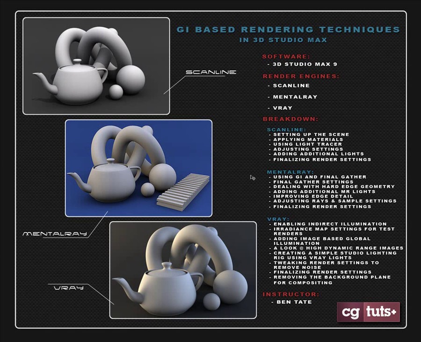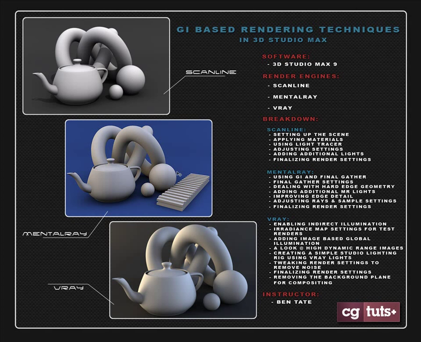Hey, this is Ben Tate for CG Tuts, and in this tutorial we're going to be looking at a few different techniques to do a basic global illumination render inside of Max, also referred to as a clay render or even an ambient occlusion render. These are three different renders here that are the final result of each section of this tutorial.